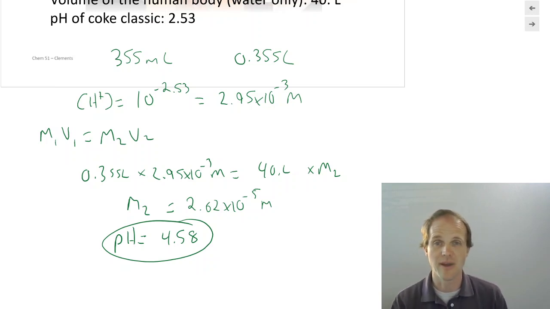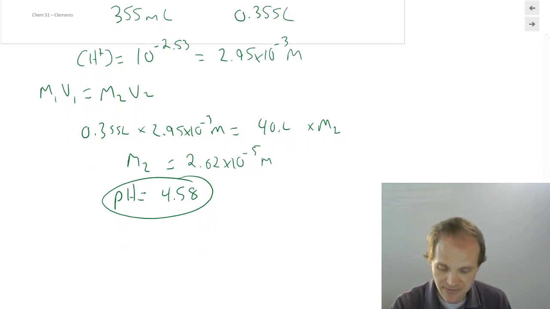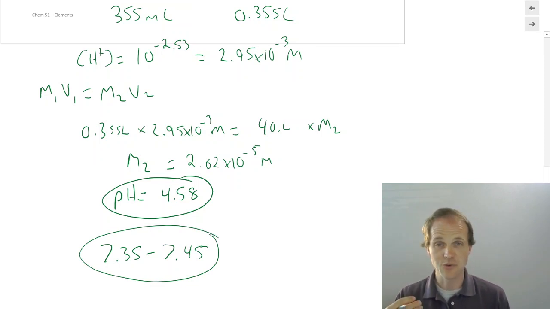Now I'm going to tell you that the pH range in which you can survive, and it varies depending on who you ask, but it's not too far off, is the 7.35 to 7.45 range. So if drinking soda should get us down to 4.58, we should all be dead every time we drink a soda, or even apple juice. Apple juice is acidic too. We should die by drinking apple juice.